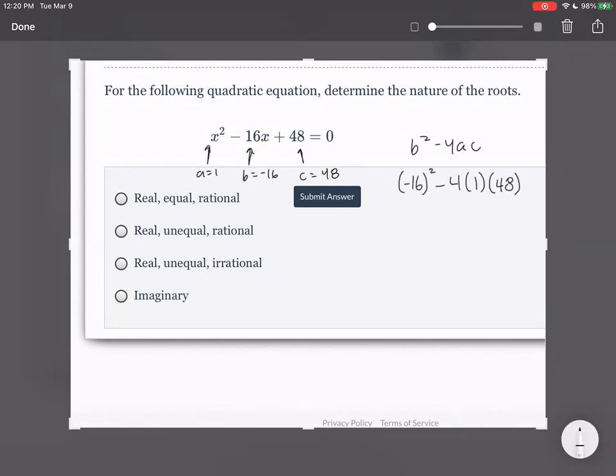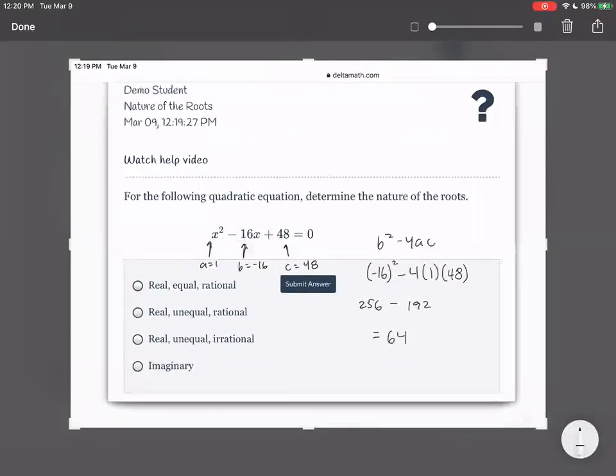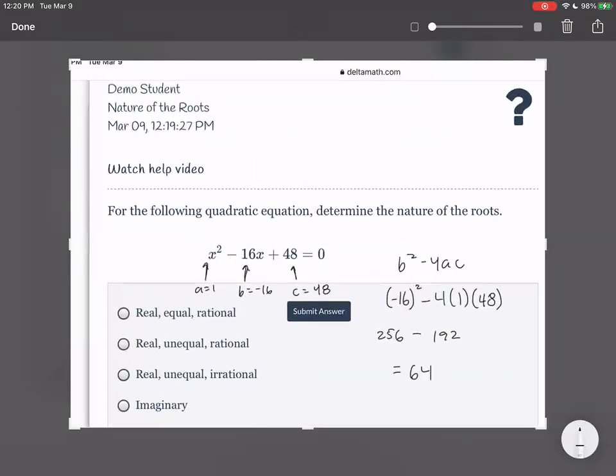Did I get all my negatives? Yes, I got all my negatives. Great. Okay, so what is negative 16 squared? 256 minus 4 times 1 times 48. Okay, what is 256 minus 192? Okay, so I'm going to draw my chart a little bit.